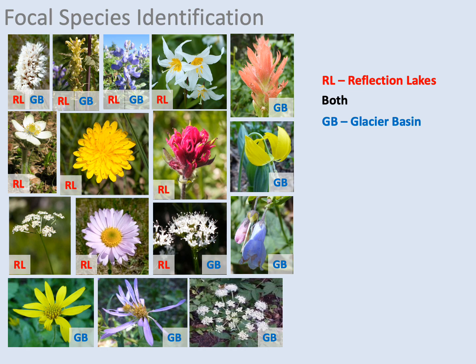In MeadoWatch, we collect data on 16 different wildflower species in total. 6 of these are specific to the Reflection Lakes Trail, 6 are specific to the Glacier Basin Trail, and 4 are species that we follow on both trails. We'll use the RL and GB icons on the individual species videos to indicate which trail or trails we follow that species on.